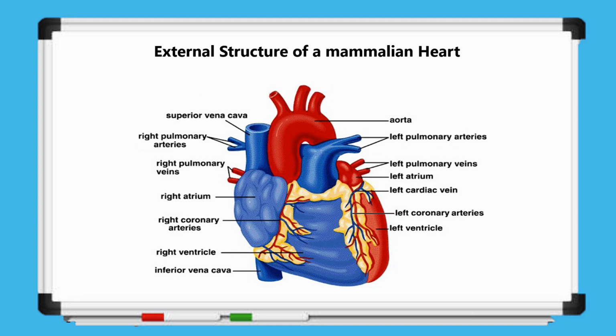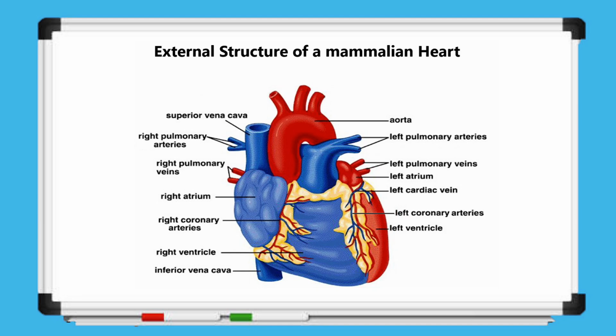On one side, we find the superior vena cava, the right pulmonary arteries and veins, the right atrium, the right coronary arteries, and the right ventricle. As we move downward along this view, the inferior vena cava becomes visible. On the opposite side of the heart, the diagram highlights the aorta, the left pulmonary arteries and veins, the left atrium, the left cardiac vein, the left coronary arteries, and finally the left ventricle. Together, these components form the outer anatomy of the heart and help us understand where blood enters and exits the organ. Now, let's explore these major components in more detail.